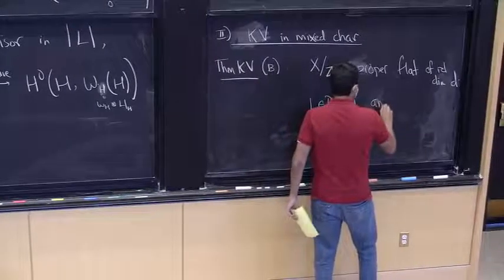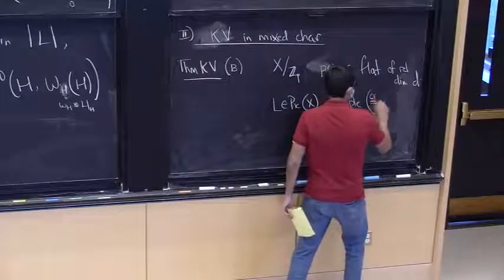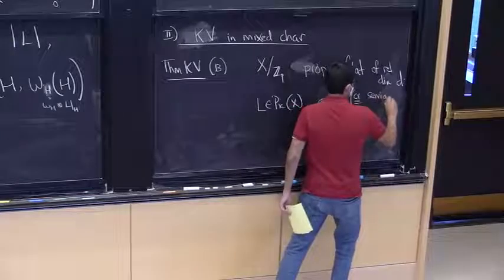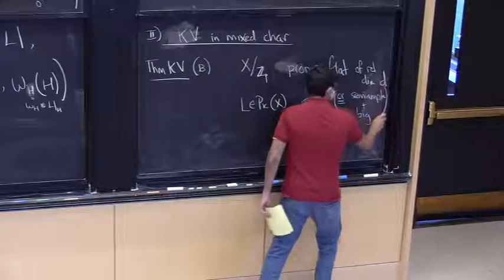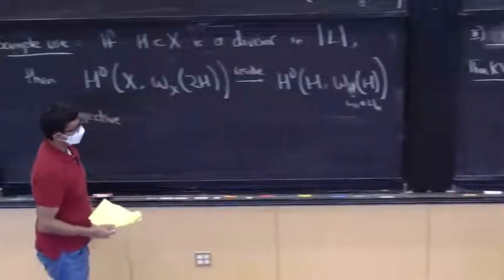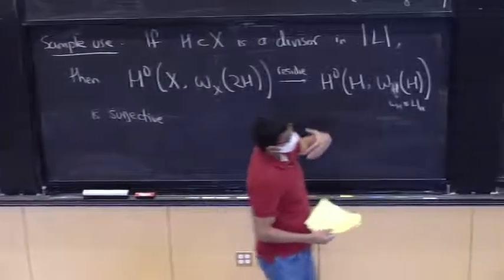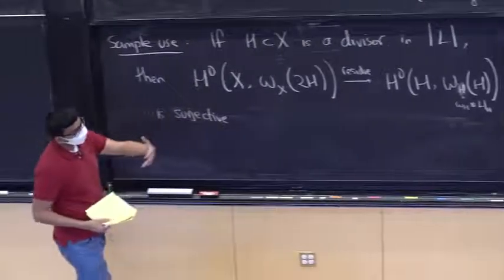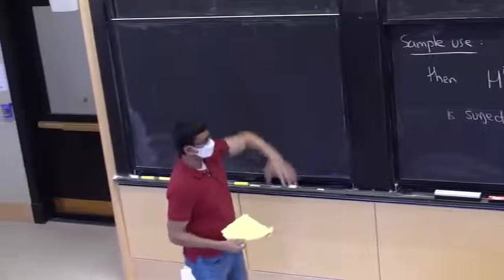Ample. But in fact, you can weaken it, and this is often useful in applications. It's called semi-ample and big is enough. So semi-ample means that some tensor power is globally generated. And big means that the map it defines to projective space, while not an embedding, will at least be birational. So it's generically an embedding, but it might collapse some stuff.